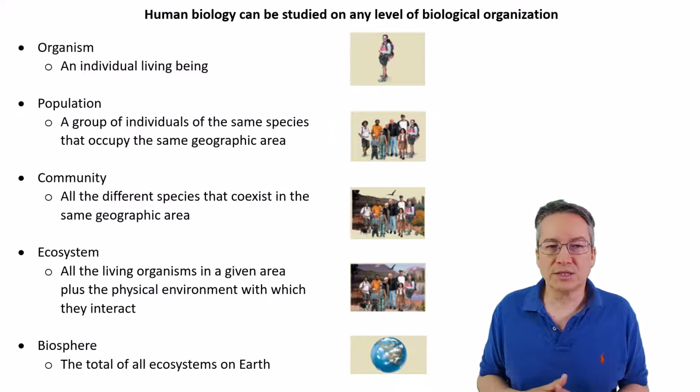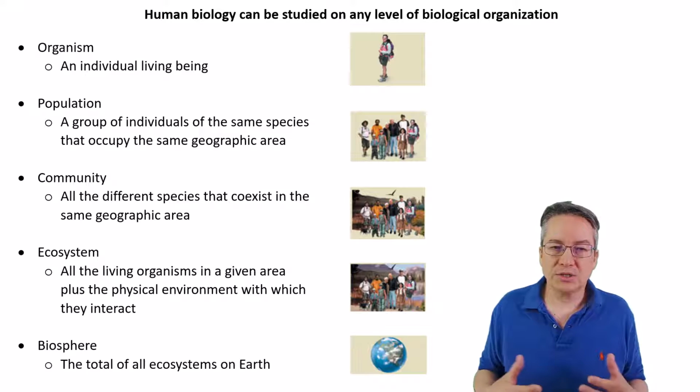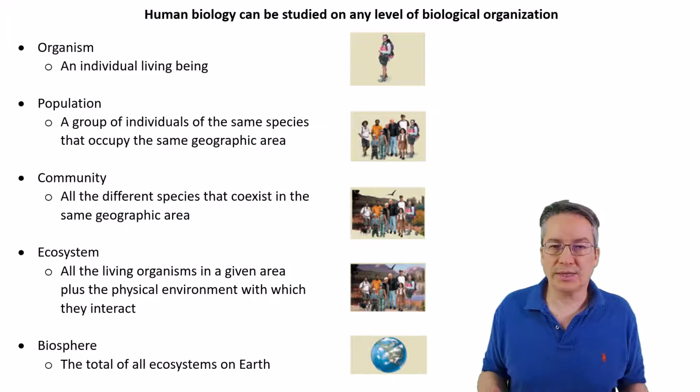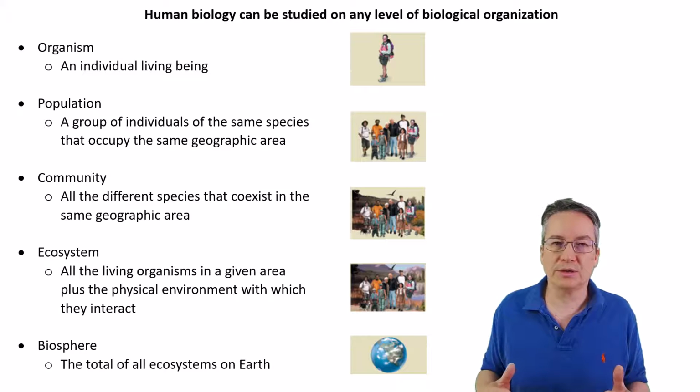The next level of organization is what's called the ecosystem. This is all the living organisms in a given area. So it's the community I just talked about, plus the physical environment with which they interact. So we would include, for example, rivers, ponds, lakes, mountains. We'd be talking about the chemicals in the environment. We'd be talking about sunlight coming into the ecosystem, providing energy for photosynthesis. So all that would be an ecosystem. And then finally, the highest level, we have the biosphere. This is the total of all the ecosystems on the Earth.